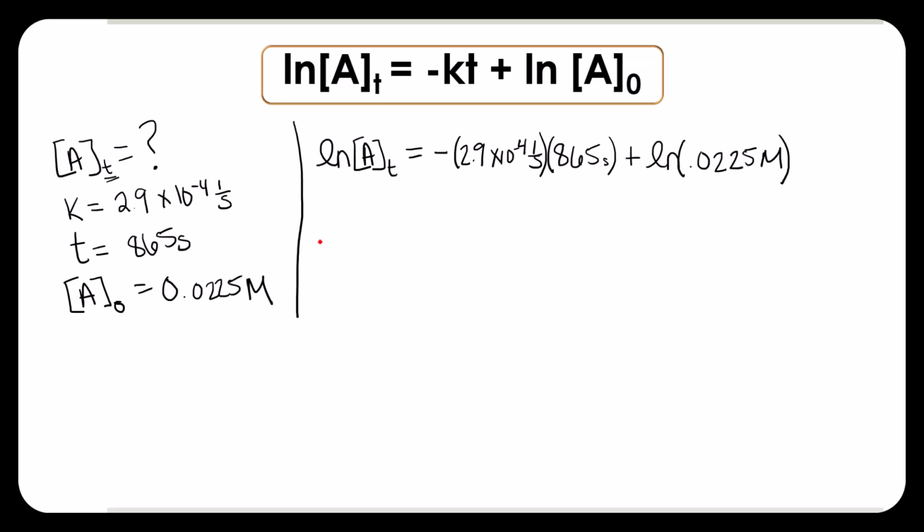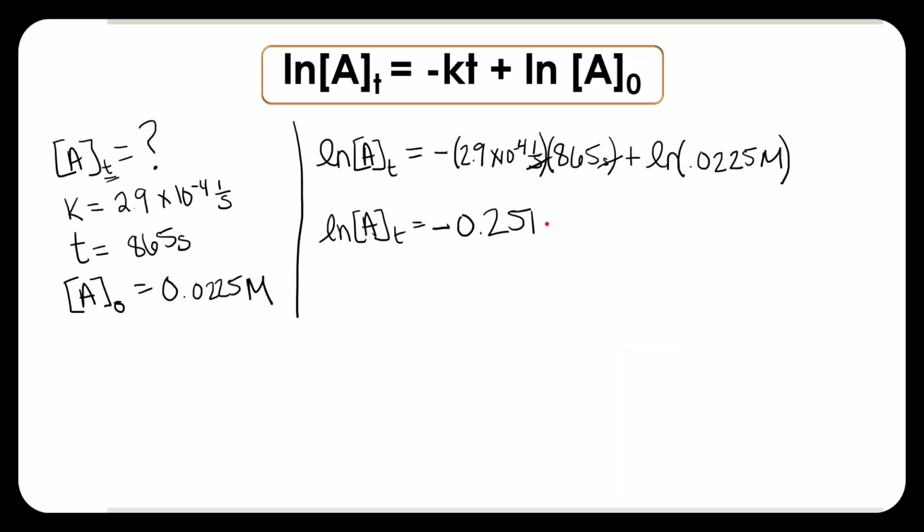So now I'm just going to clean up the right-hand side of this equation a little bit. So multiply these two numbers together, 2.9 times 10 to the negative fourth times 865. So this value ends up being negative 0.251. Our units cancel, seconds on top, seconds on bottom.